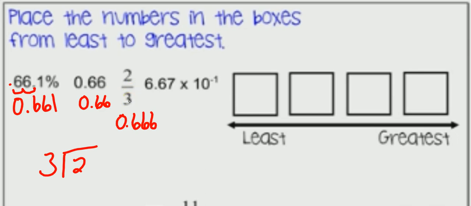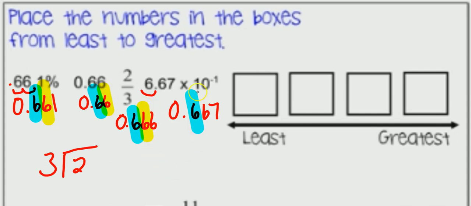And then the next one, 6.67 times 10 to the negative 1. I'm using my scientific notation again. So this is going to be 0 and 667 thousandths. And you can see these all have the same numbers in both the tenths and the hundredths places. So when we go to compare them, they all have the same number in the ones place. So I'm going to look at the tenths. They all have a 6. All right, so I'm going to move on to my hundredths place. They all have a 6 again.